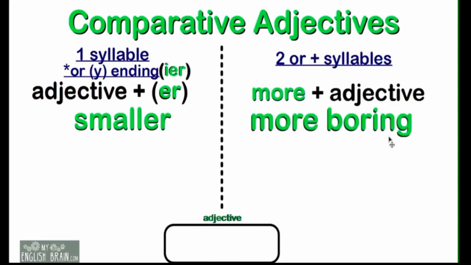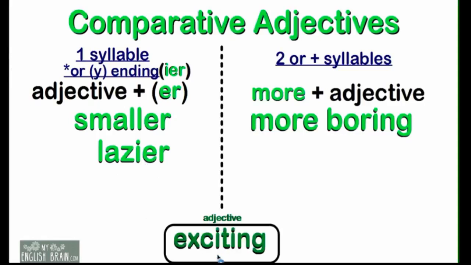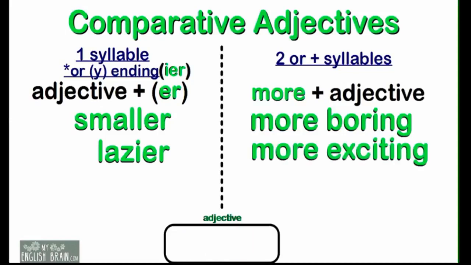more boring. Or this one, lazy. Well, we have the y ending. So the comparative adjective is lazier. We take away the y and we use ier. Lazier is the comparative adjective. Or one more. For example, exciting. Exciting has three syllables, so the comparative adjective is more exciting.